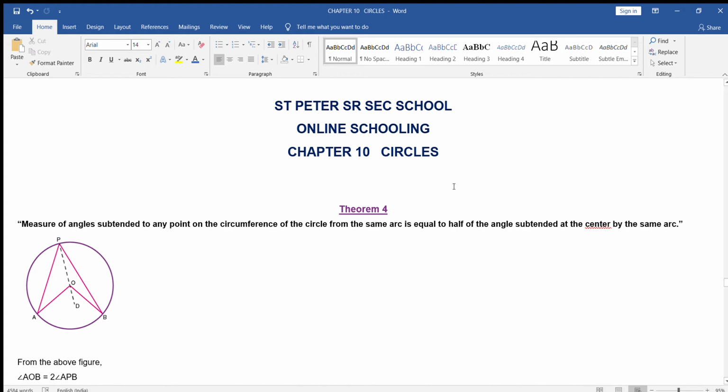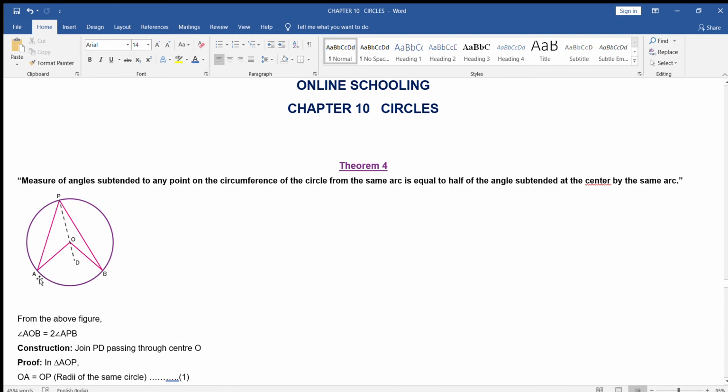So our theorem is: the measure of the angle subtended at any point on the circumference of a circle from the same arc is equal to half of the angle subtended at the center by the same arc. Means if this arc AB is there and it is subtending the angle AOB at the center and APB at any point on the circumference of the circle, then this AOB is twice of APB. This we need to prove.